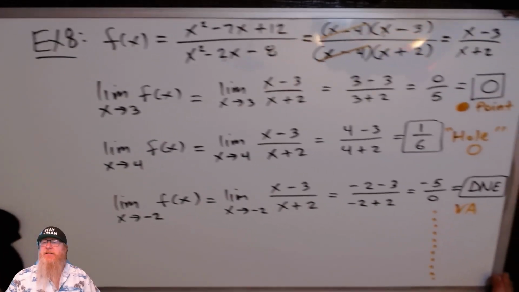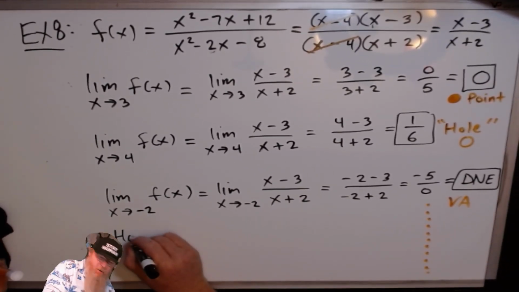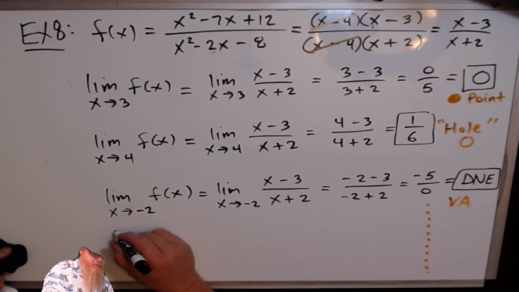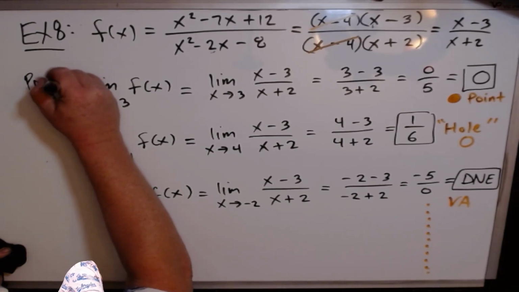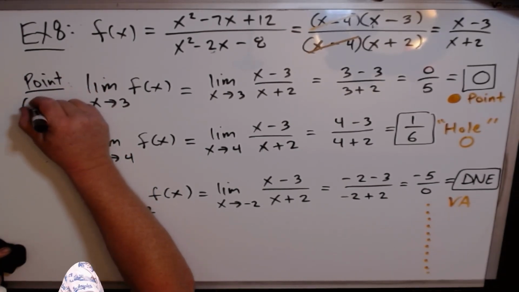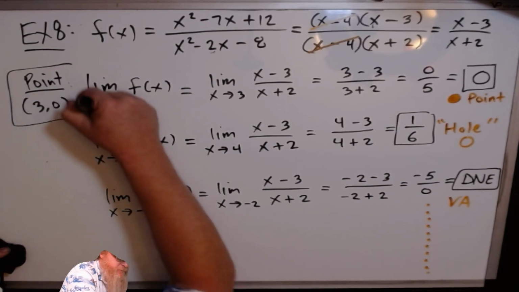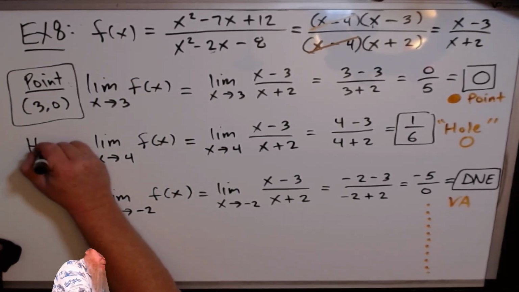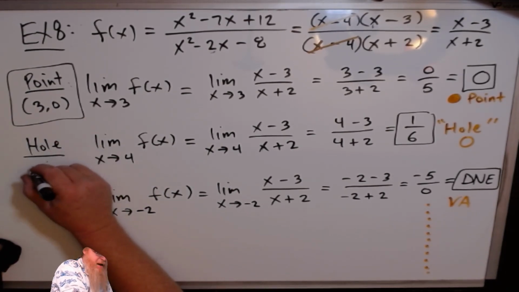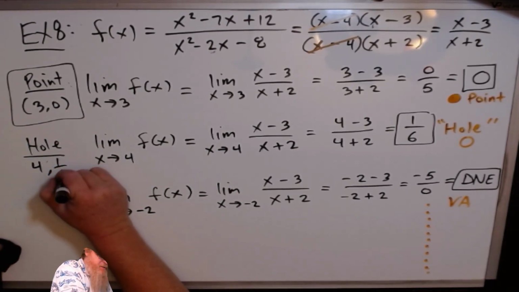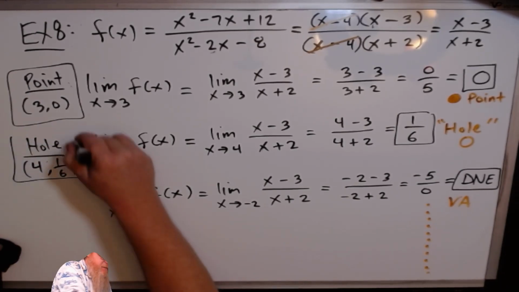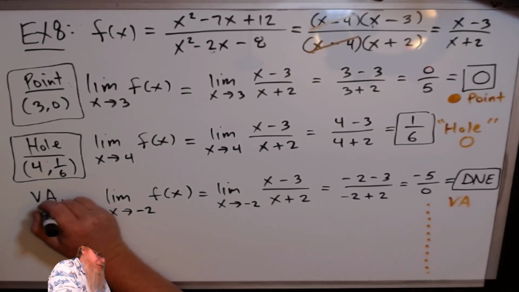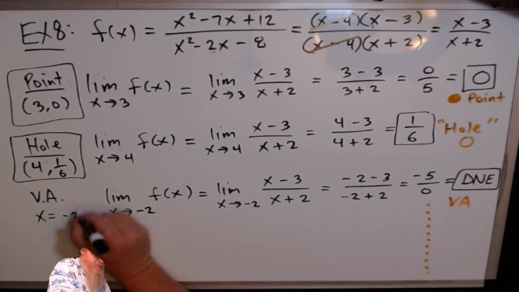All right. So I can summarize everything. We have a point on the graph at 3, 0. We have a hole in the graph at 4, 1/6. And we have a vertical asymptote at -2.